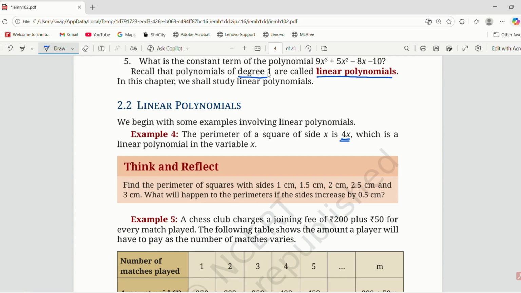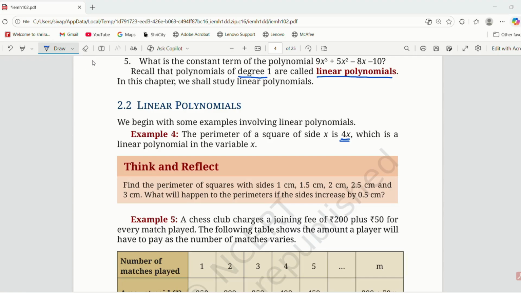Here, find the perimeter of a square with side 1 centimeter, 1.5, 2, 2.5 and 3. What will happen to the perimeter if the sides are increased by 0.5? See here, we know the formula for perimeter of a square, which is given as 4x, and here the side lengths are given as 1, 1.5, 2, 2.5 and 3. So finally what we need to do is show what will happen when they increase the side by 0.5 centimeter. So let's do this.